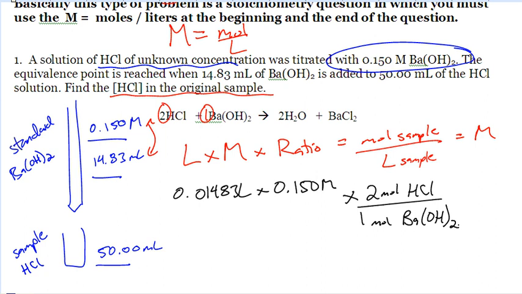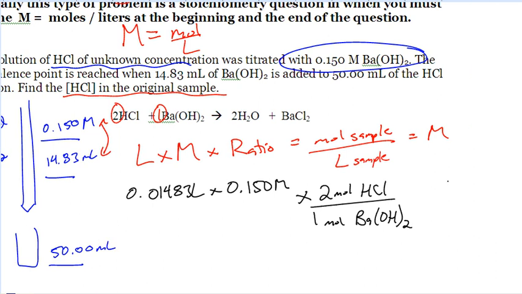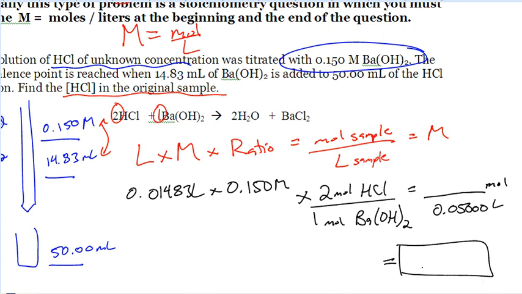I did not leave myself a whole lot of space here, but you'll see what I mean in a minute. This gives us moles of HCl. I like to write out that number. Moles of HCl, and we want molarity, which is moles over liters, and the liters is 50 milliliters. Move the decimal: 0.05 liters, and that will give us our final answer.